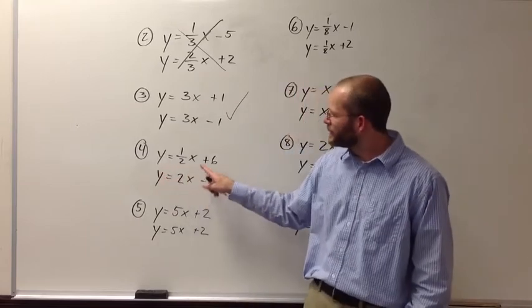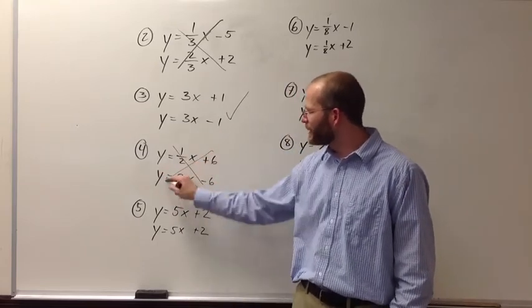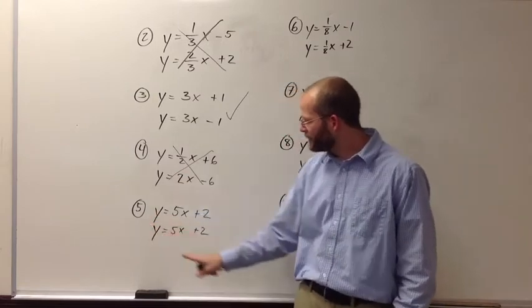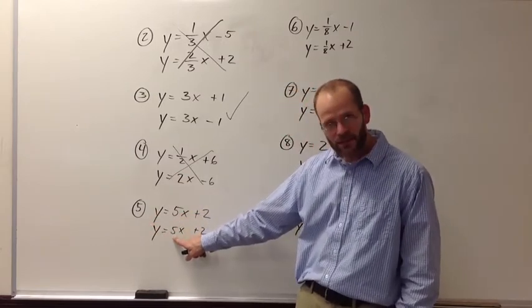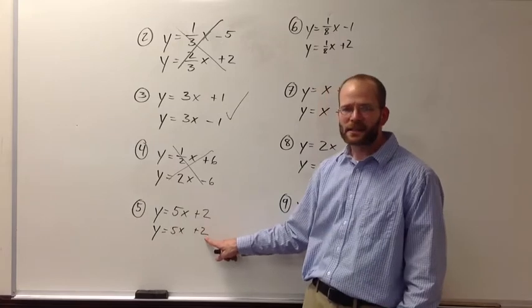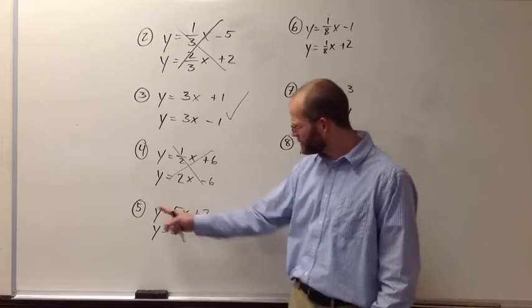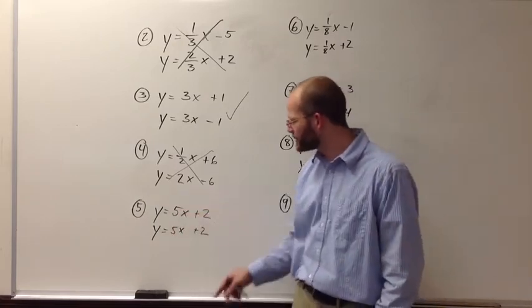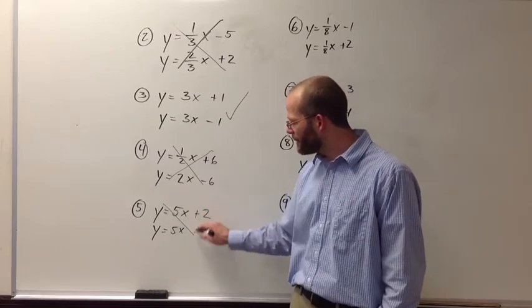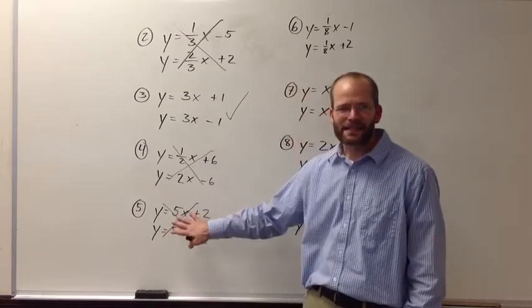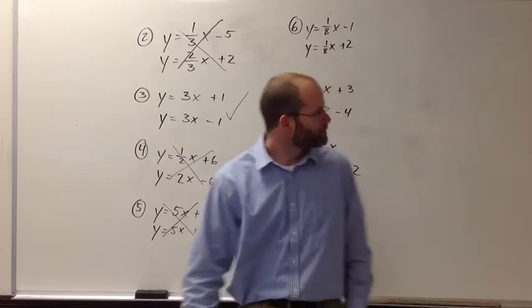Number 4, different slopes. Those are not parallel. Number 5, same slopes. That's good. Same y-intercepts. And in fact, when you look at this, you see they say the same exact thing, y equals 5x plus 2, y equals 5x plus 2. Those are not parallel lines. That's actually a single line. It's just been written twice.